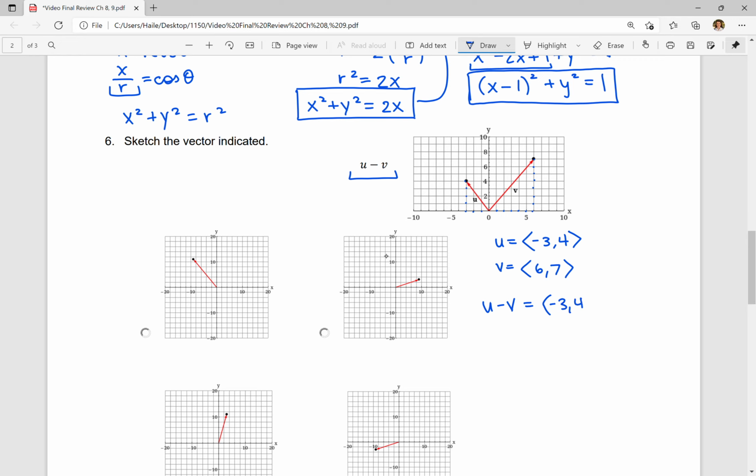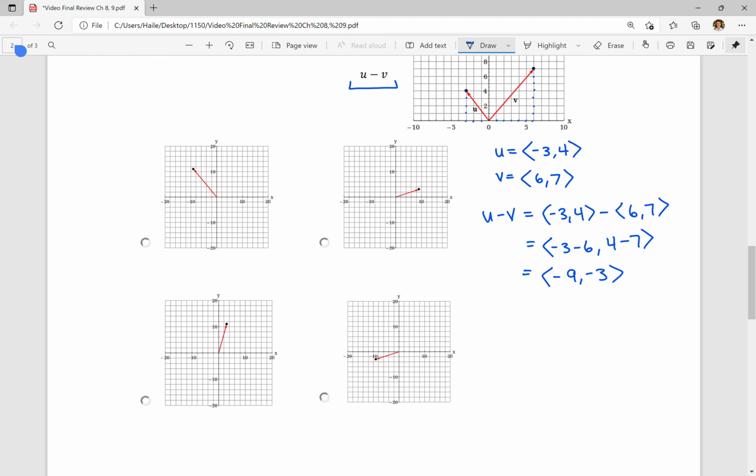So we talked about how to subtract vectors, and basically we just want to subtract component-wise. So what that means is we want to subtract the first component, so we'd have -3 minus 6, and we want to subtract the second component. So we'd have 4 minus 7, and this is going to give us -9, -3. So in looking for our answer, we're looking for the vector that when we graph it is -9, -3, and the only answer choice that fits this is this one right here.